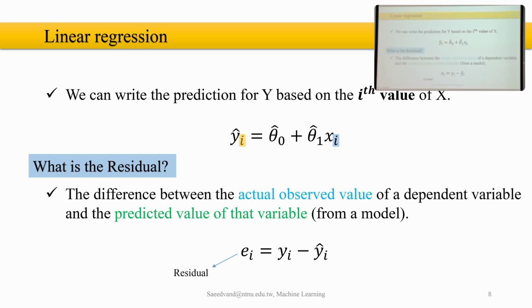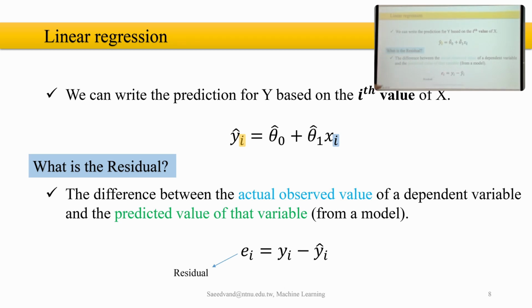Where is yi coming from? It's the actual observed value that we have in the data set. We are talking about supervised learning, so we have the label of the data. We have the real output, so this yi comes from there.